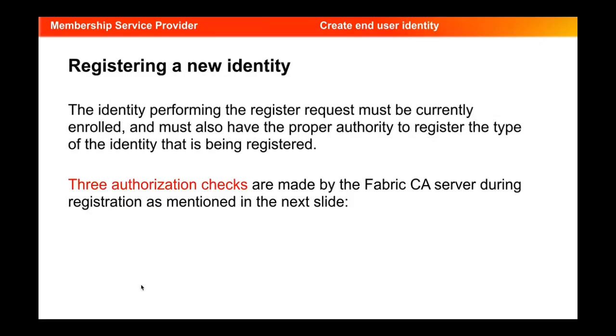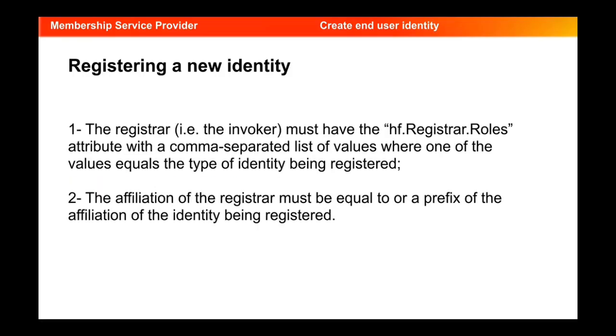Next is registering a new identity. The identity performing the register request must be currently enrolled and must have the proper authority to register the type of identity that is being registered. As part of this process, there are 3 authorization checks that are made by the Fabric CA server during the registration process of a new identity.